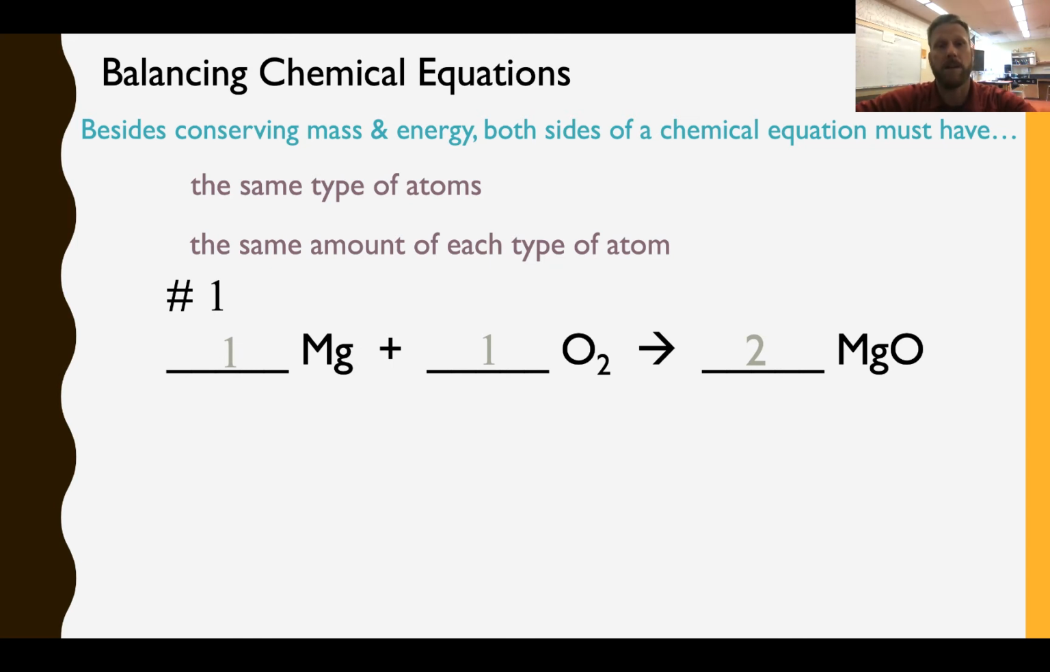The oxygens are balanced, but since we messed with the coefficient in front of MgO, we have to recheck that magnesium is still balanced. We have 1 magnesium on the reactant side, but 2 magnesiums on the product side. Easy enough. All we have to do is change from 1 Mg to 2 Mgs. Now the equation is balanced. 2 magnesium atoms on the reactant side, 2 magnesium atoms on the product side. 2 oxygen atoms on the reactant side, 2 oxygen atoms on the product side.